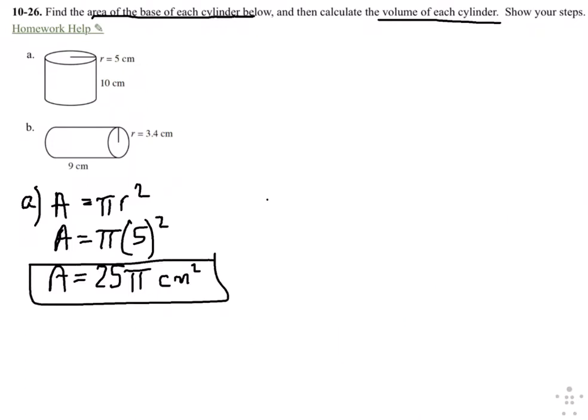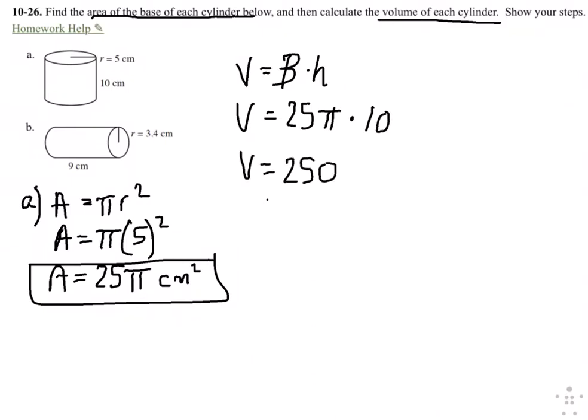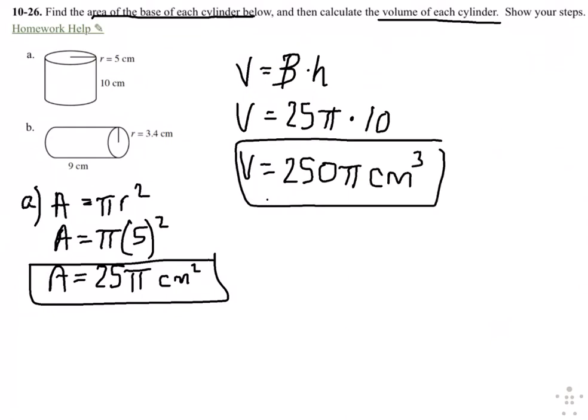And then for the volume is the base area times the height, right? So the volume is 25 pi times the height, which is 10. So the volume equals 250 pi centimeters cubed. There's the area and volume of A.